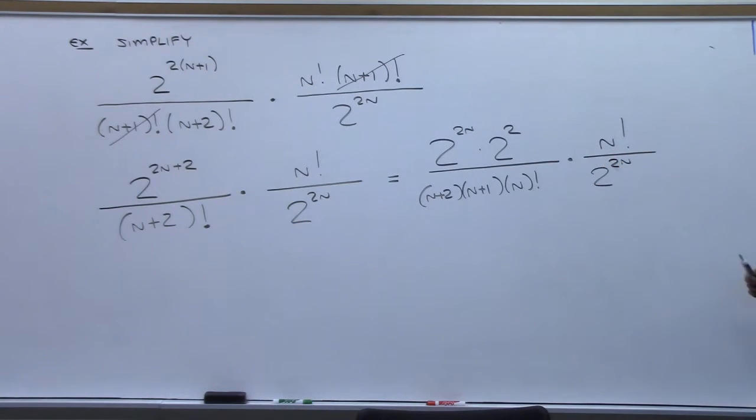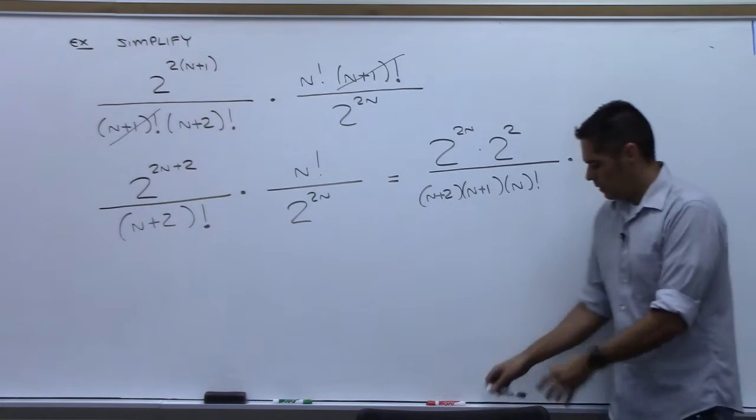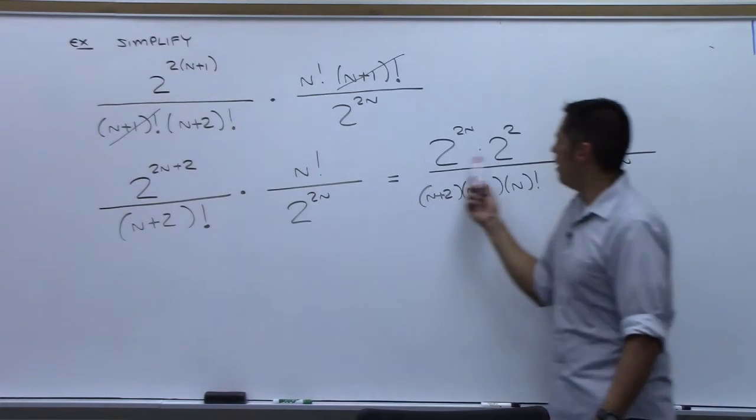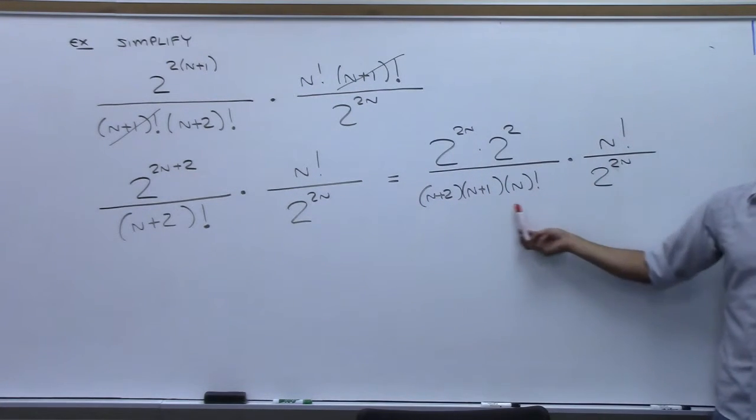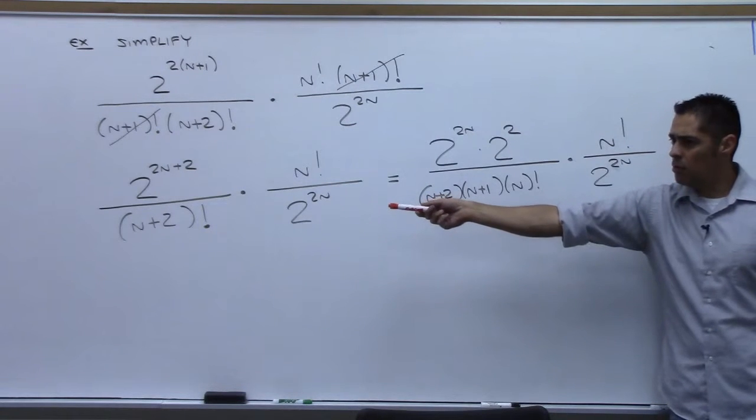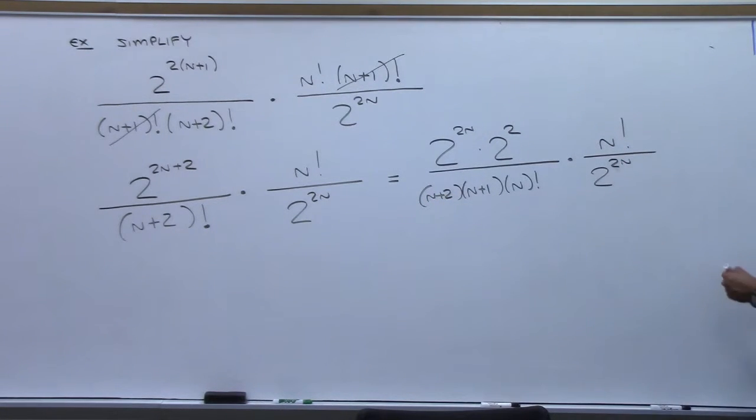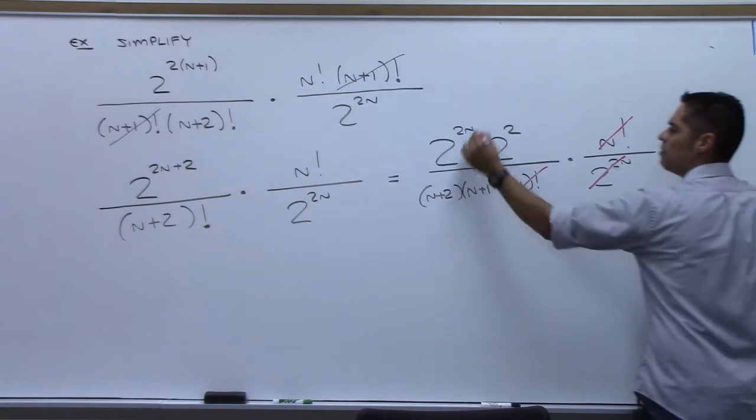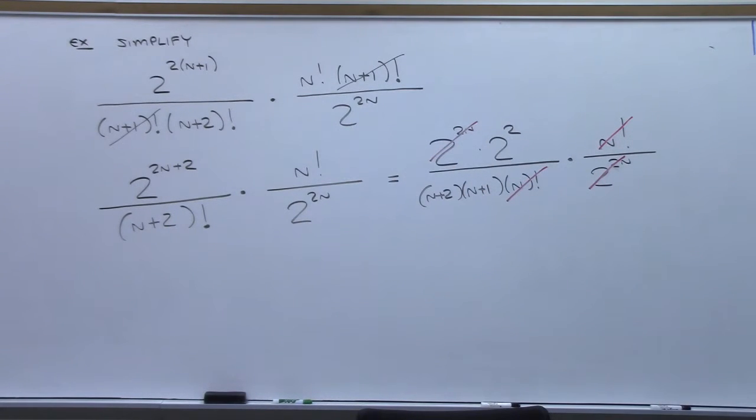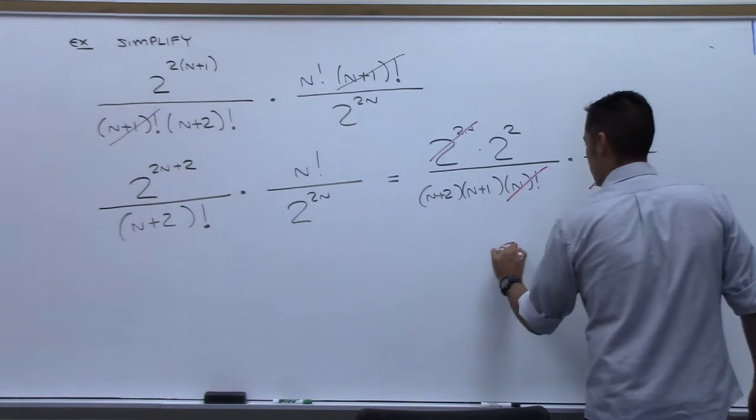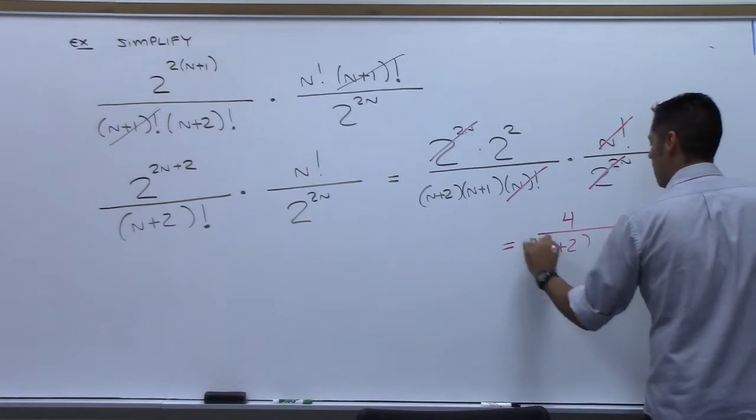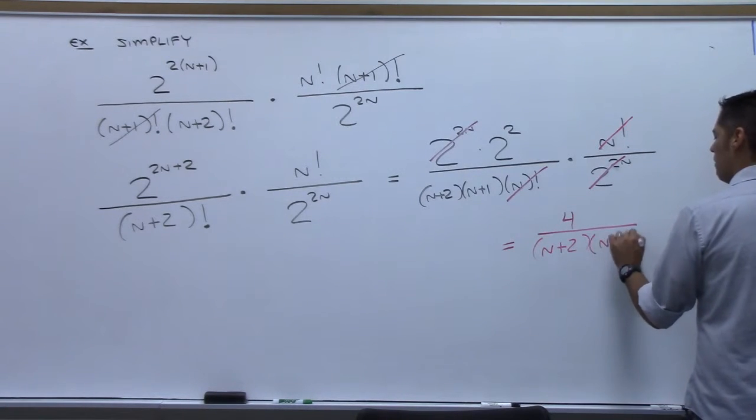Okay, do y'all see what I did? Yes. So I broke this apart, and then I did the factorial breakdown on the bottom left corner to get the n factorials to cancel. So this is going to cancel here. This is now going to cancel with this. And so you're left with, at the end of the day, 4 over n plus 2 times n plus 1.